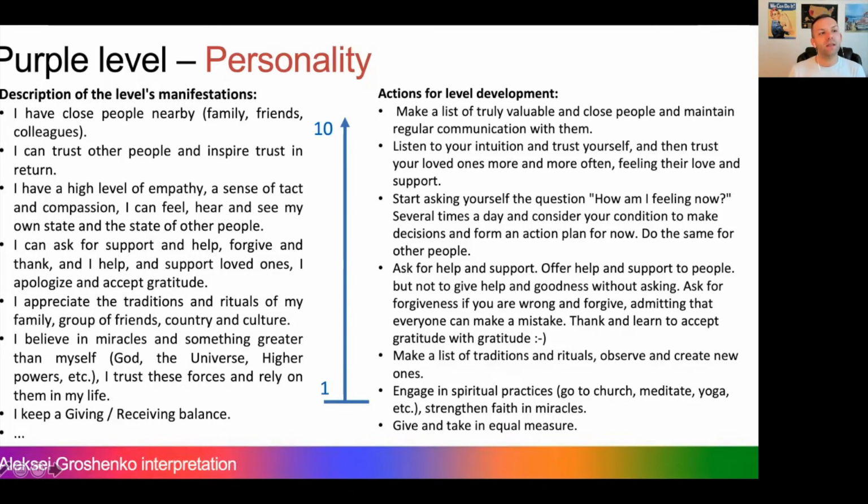I can ask for support and help. I can forgive and thank. And in a mutual way, I can also help and support loved ones, the close people right nearby. I can apologize and accept gratitude. So four things, right? Support, help, forgive, and thank, in a mutual way. I can receive it and I can give it.